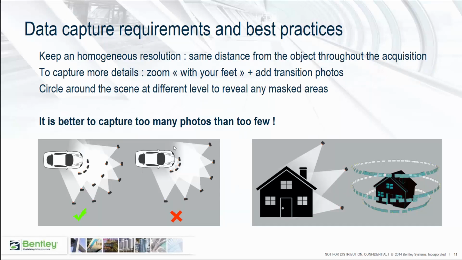Keep an homogeneous resolution, same distance from the object throughout the acquisition. To capture more details, zoom with your feet. It means that instead of using your zoom on your camera, just get closer to the object to get a higher resolution. And if you do so, add transition photos to ensure pixel recognition.